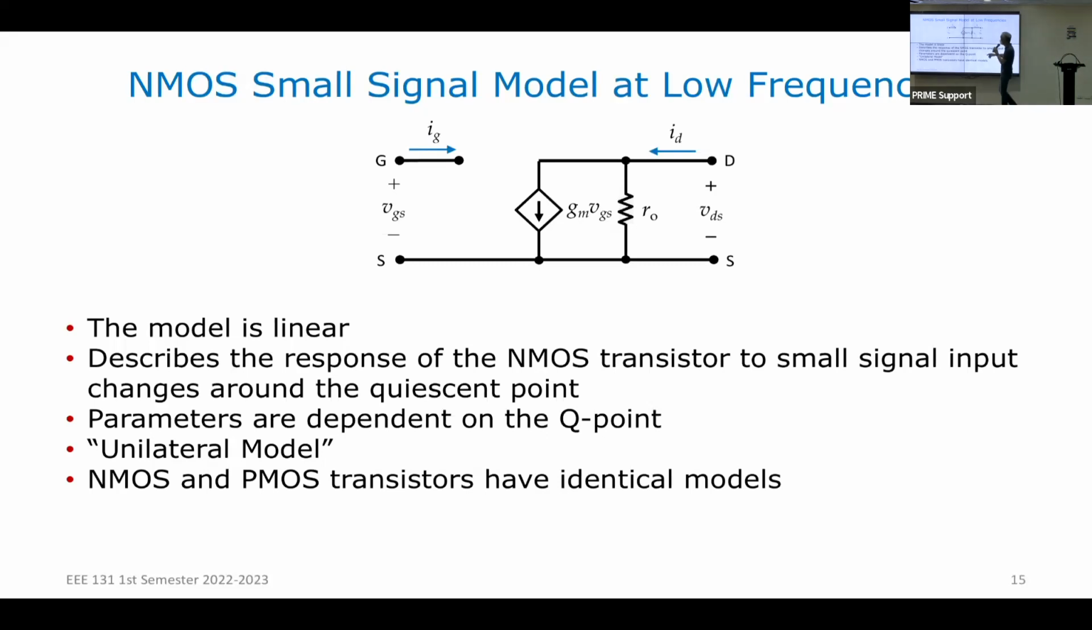The parameters, what are your parameters? gm and ro are dependent on the Q point. So para ma-determine itong gm at saka ro, wala kang choice. You have to compute for your quiescent voltages or your quiescent currents. Wala kang choice. And that's why at the start of this module, we tried to get you used to doing all sorts of DC computations sa mga transistors, di ba? Yung mga bias point computations. Hinasa na namin kayo doing all of that because you cannot avoid computing for that, because that is what gm and ro will depend upon. And remember, this is a unilateral model, so the output does not affect the input.